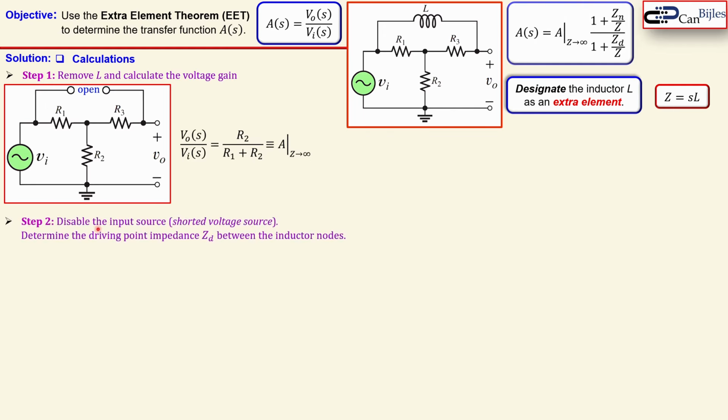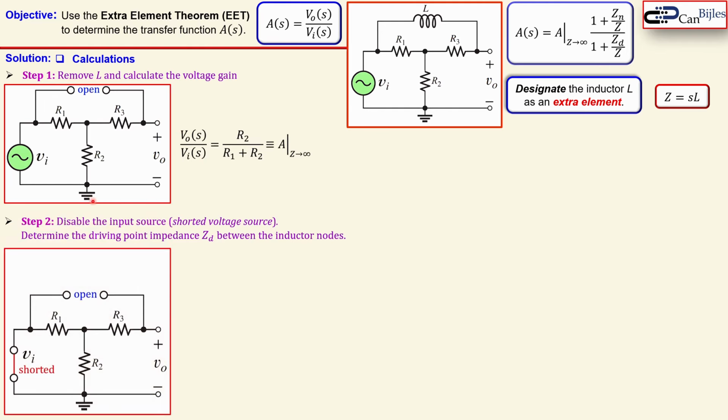Step 2 is to disable now our input source. In this case, that means shorting our input voltage source, and we will determine what we call the driving point impedance ZD between the inductor nodes we have here. So the circuit actually will be this. We have our short here, VI, and there's an open circuit here again where we have our extra element, and we will look between these 2 nodes to determine the impedance, what we call the driving point impedance ZD.